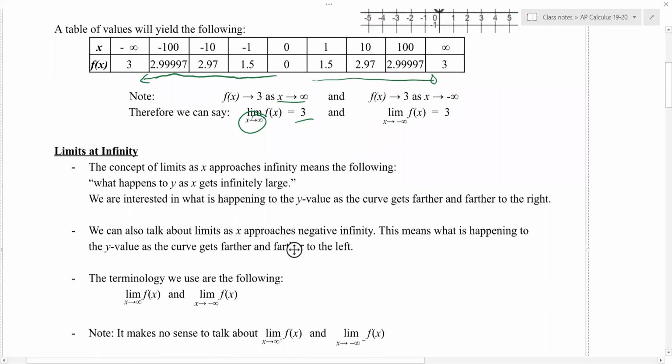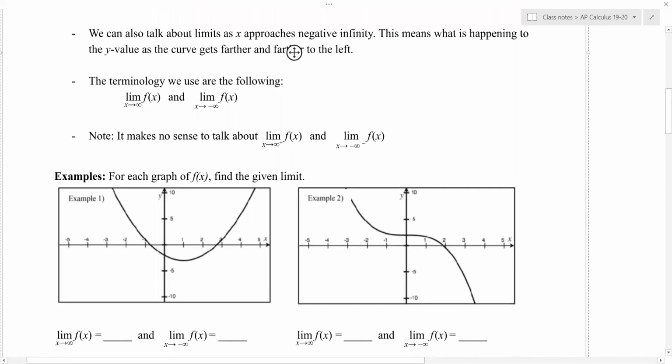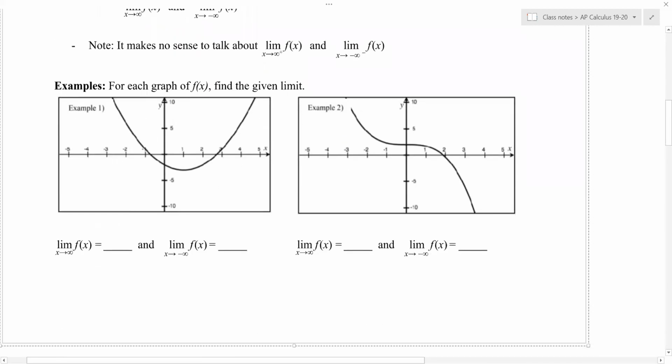Note that it makes no sense to talk about the limit as x approaches positive infinity from the right, because there is no number bigger than positive infinity. And as x goes to negative infinity, we can't say what's that from the left, because there's no number smaller to the left of negative infinity. So let's look at some graphs to practice finding limits at infinity.